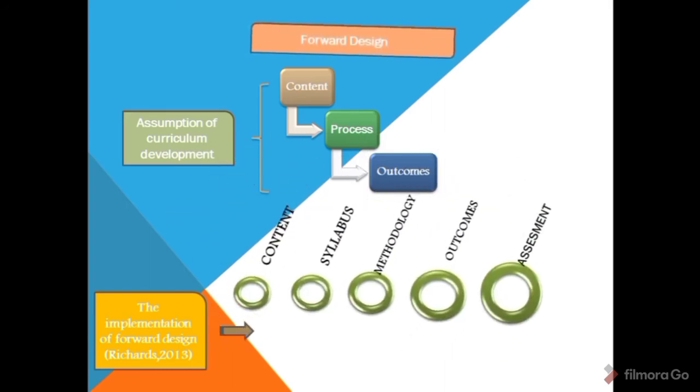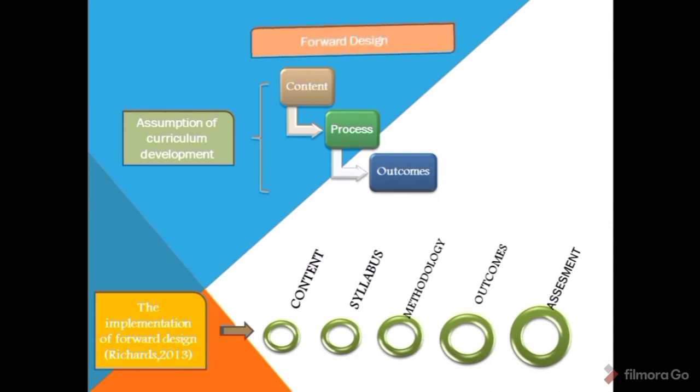Diagram showing the implementation of forward design. Richards 2013 also explained that there are two examples of forward design approaches that have been implemented in teaching: content, syllabus, methodology, outcomes, assessment, in the implementation of CLT, communicative language teaching methods, and content-based instruction, CBI. Communicative language teaching arises due to changing needs in language learning, which was before CLT. Richards 2013 explains that the development of the communicative syllabus is based on the needs of students. He also added there are learning activities, techniques, and learning procedures tailored to the syllabus developed.